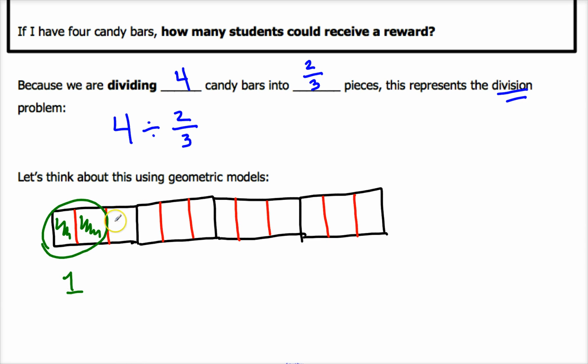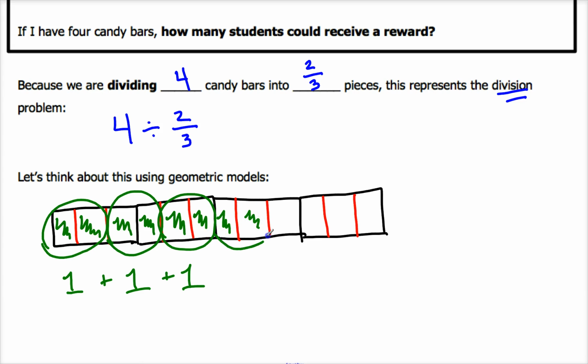Now let's look at what another 2/3 of a Hershey bar would look like. There's 1/3, and there's another 1/3 for my second Hershey bar. So if I circle these 2 pieces here, another student gets those 2 pieces right there. So now I can give each of these circled parts to 2 students. Now I'm going to continue going in this pattern, to see how many total students I can give 2/3 of a Hershey bar to. I'm just going to keep on circling 2/3 parts until I run out of my Hershey bars.